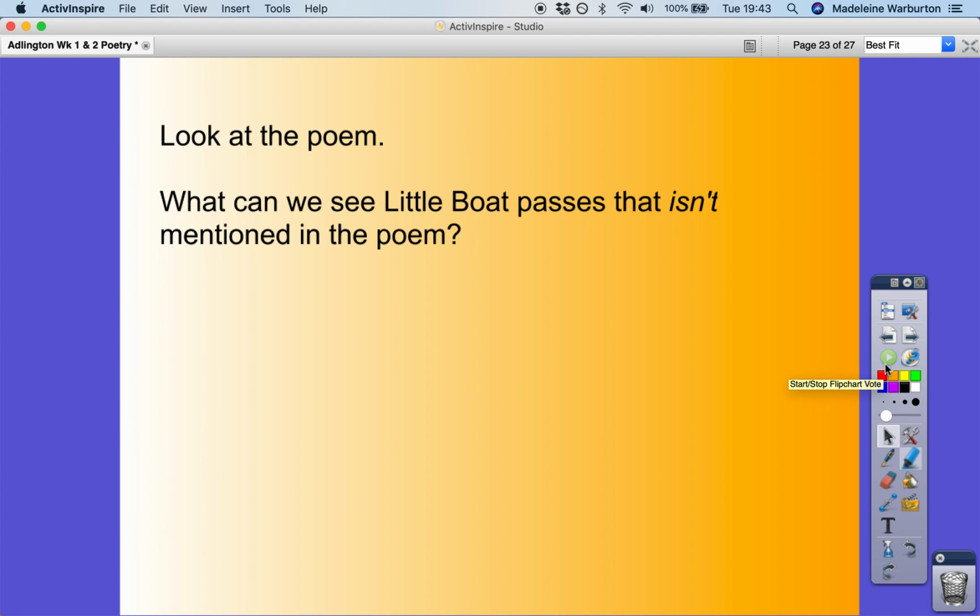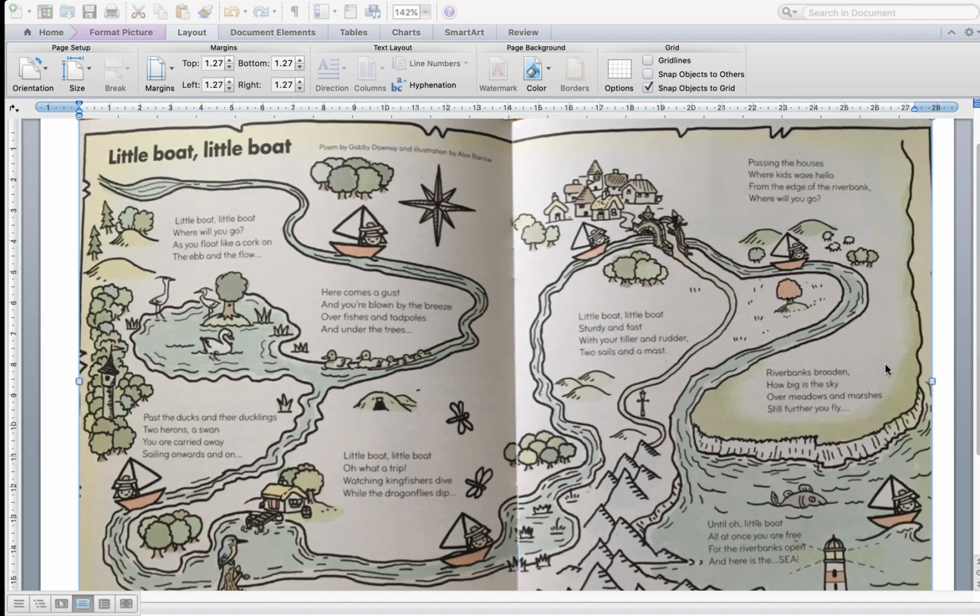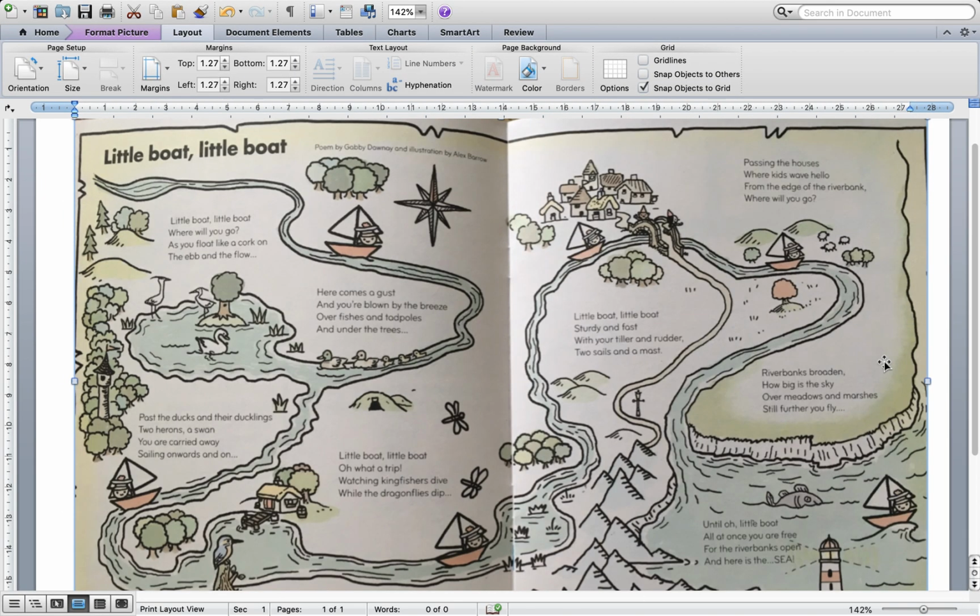Okay, now you've had a go at retrieving and finding the answer to those questions. What can we see the little boat passes that isn't mentioned in the poem? If we look at the illustrations, is there anything on there that's not mentioned in the verses? Oh, I can see one thing. I think I can see two. Maybe three. I wonder what you can see. Four. I wonder what your list will have on it.